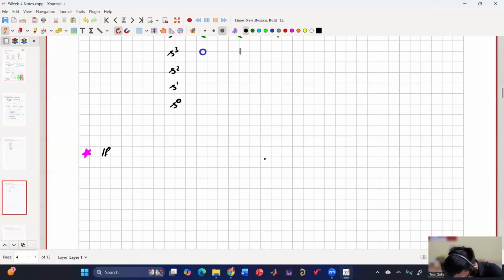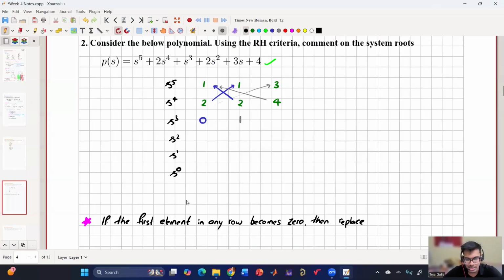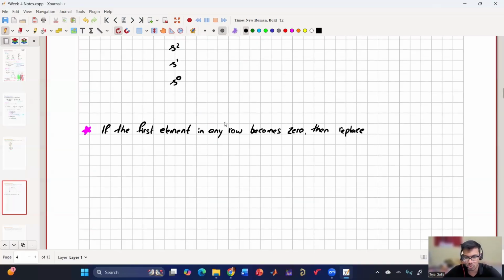If the first element in any row becomes 0, then replace it with epsilon, which is a positive number. It can be negative, but let us start with a positive number because we are considering the sign changes. If you consider negative, it will be confusing. So we'll replace it with a positive number epsilon, just slightly more than zero, a small value which is higher than zero.